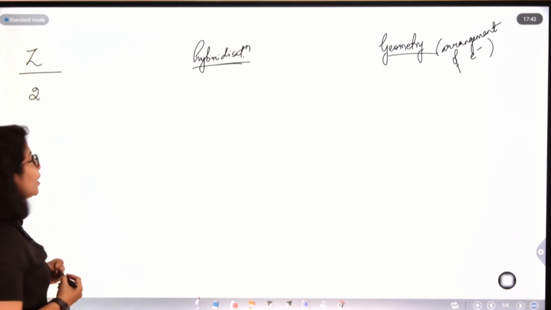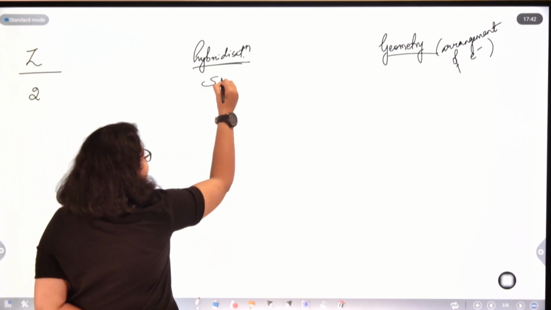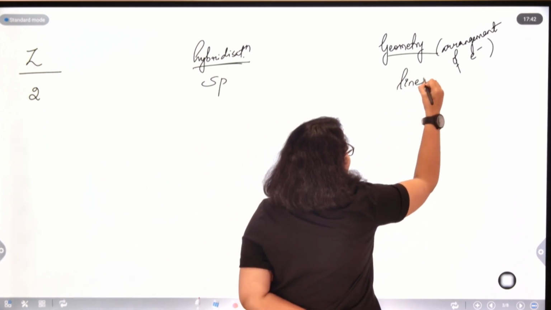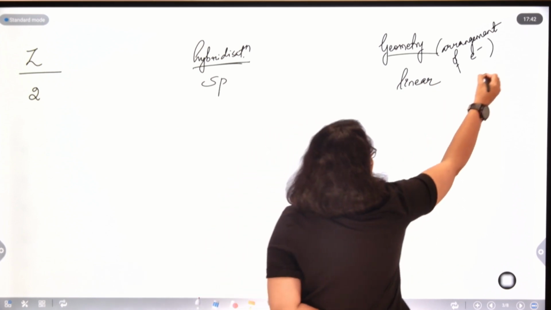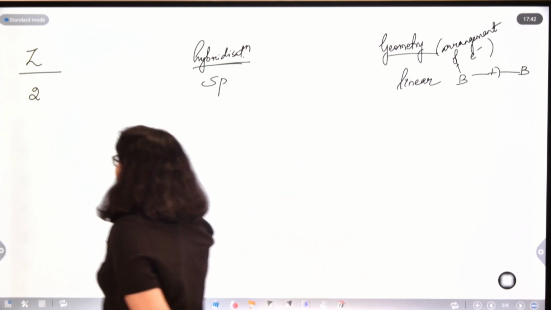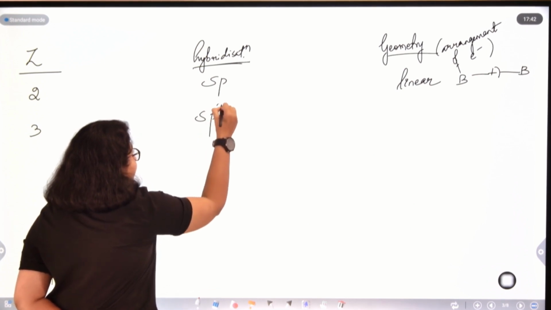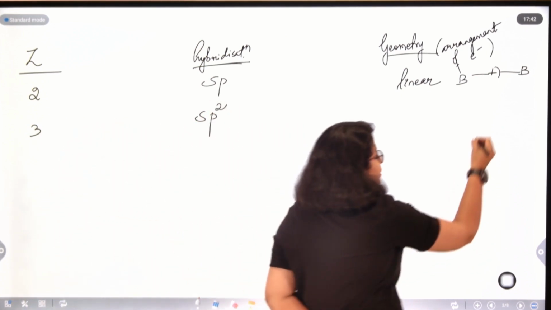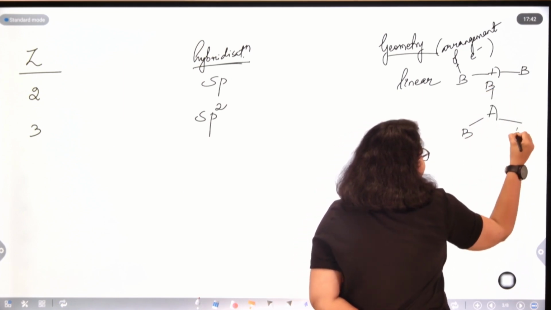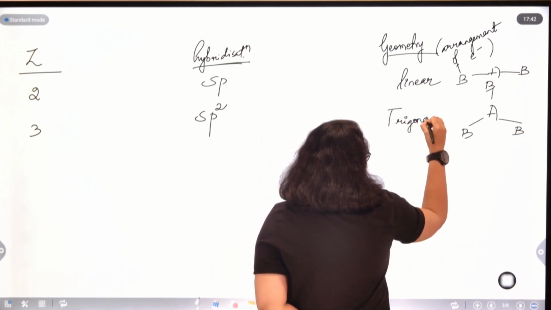Okay, so if I get my Z value as 2, the minimum I can get using that formula, its hybridization will be sp, and the geometry will be linear. How? If A is the central atom, it will be bonding with 2 other atoms, B, B. Got it? If the Z value is 3, the hybridization will be sp2, and the geometry will be, if this is the central atom A, 3 other atoms bonded to it, B, B, B. This is trigonal planar.